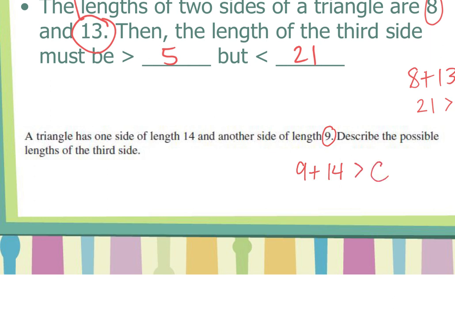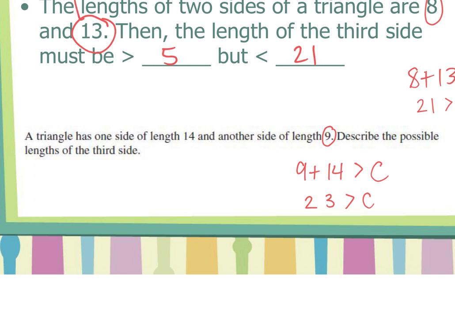C, our last side. Always put it as C. Think that you have side A, you have side B, you're finding side C. So what is 9 plus 14? 23. Good job. 23 is bigger than your third side. So 23 is the maximum.